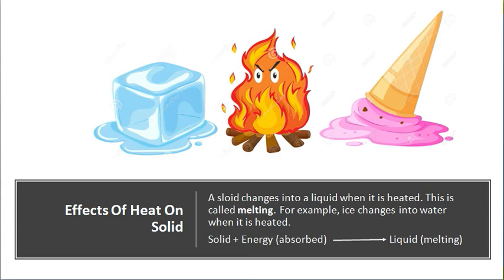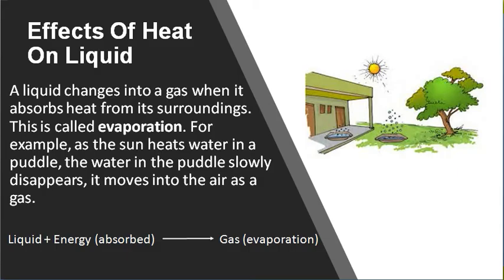Now we will learn about effects of heat on liquid. What happens when it becomes liquid? A liquid changes into a gas when it absorbs heat from its surroundings. This is called evaporation. For example, as the sun heats water in a puddle, the water in the puddle slowly disappears. It moves into the air as a gas.